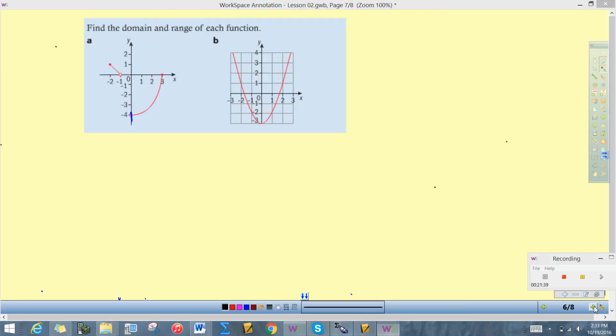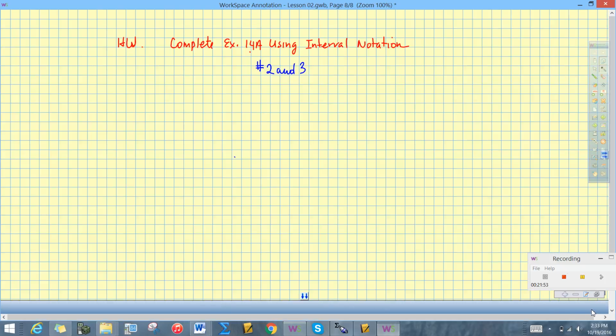Okay. The next two questions I will post for you to complete on your own, and I expect you to do them in interval notation, still exercise 14A, numbers 2 and 3, but use interval notation instead of using set notation.